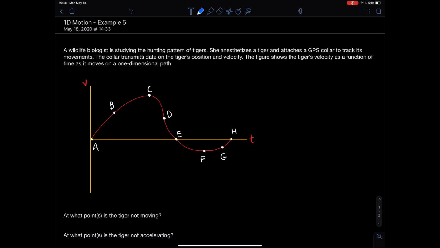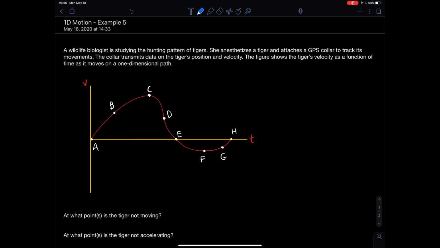The figure shows the tiger's velocity as a function of time as it moves on a one-dimensional path. So we have to keep in mind here that what we're dealing with is a velocity graph. So this is not the path of the tiger. These are just measurements of the tiger's speed or velocity specifically at different points.